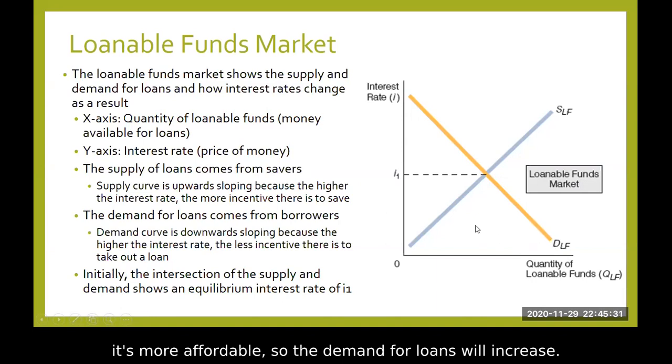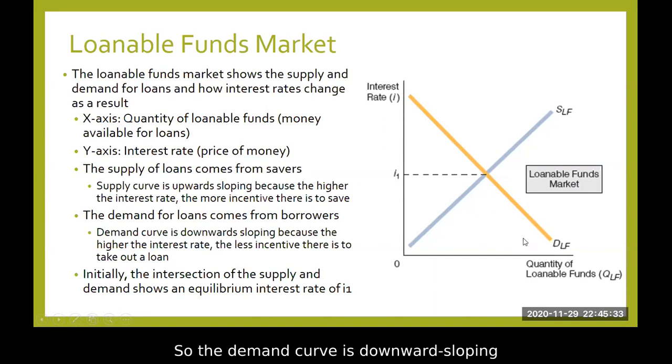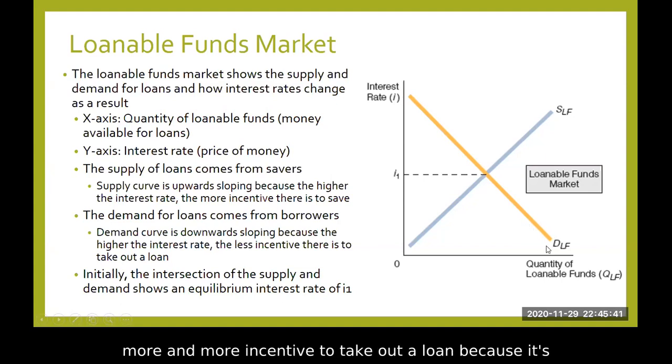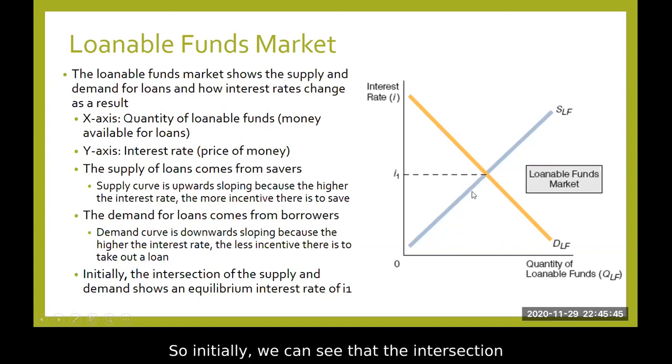So the demand curve is downward sloping because the higher the interest rate, the less incentive there is to take out a loan. And as the interest rate falls, there's more and more incentive to take out a loan because it's cheaper and more affordable. So initially, we can see that the intersection of the supply and the demand curve shows the equilibrium interest rate here of I1.